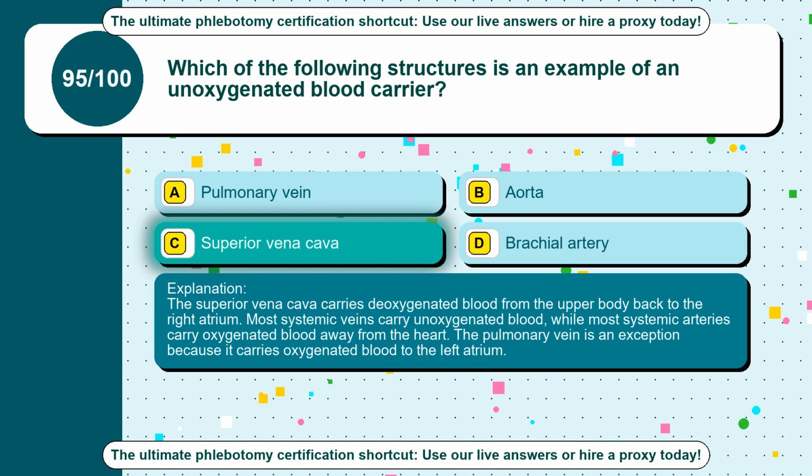The superior vena cava carries deoxygenated blood from the upper body back to the right atrium. Most systemic veins carry unoxygenated blood, while most systemic arteries carry oxygenated blood away from the heart. The pulmonary vein is an exception because it carries oxygenated blood to the left atrium.